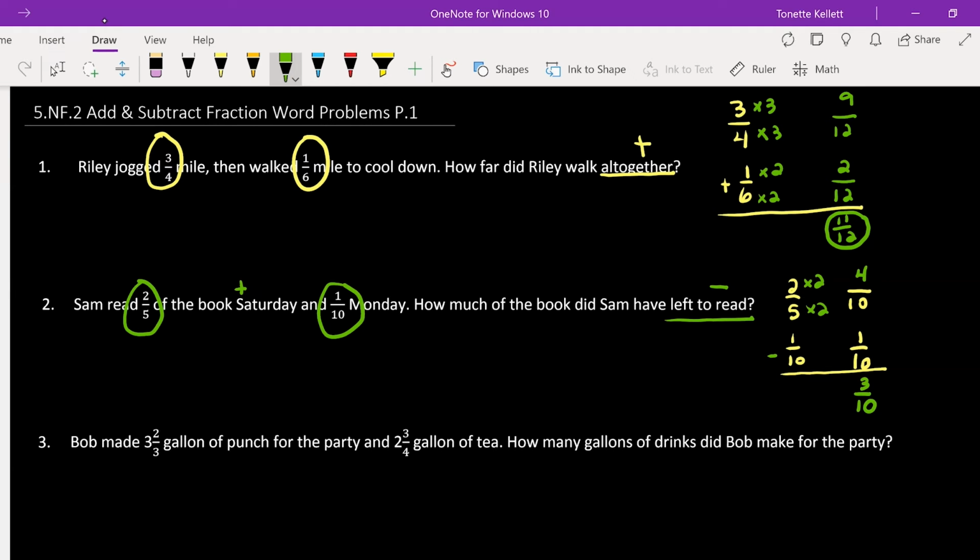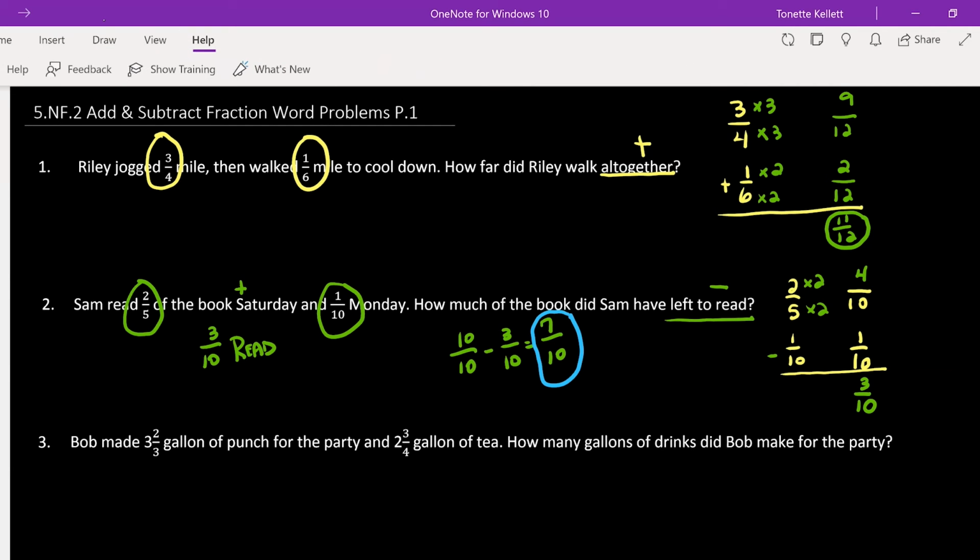Now this 3/10 is not the answer. We're not finished. 3/10 is how much of the book Sam has read. But we need to know how much Sam has left to read. 10/10 is the whole book minus how much Sam has read, 3/10. So Sam has 7/10 left to read. That was a tricky one. You have to read what it's asking you to solve.